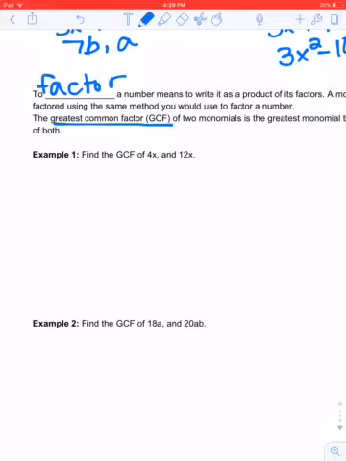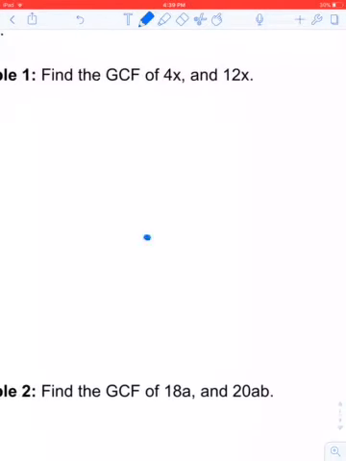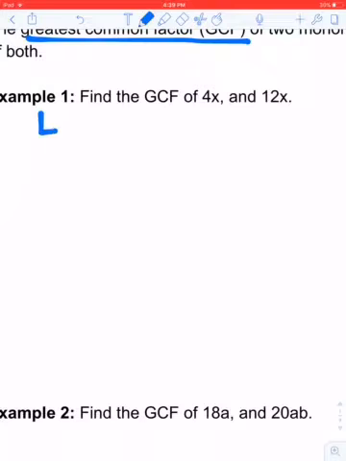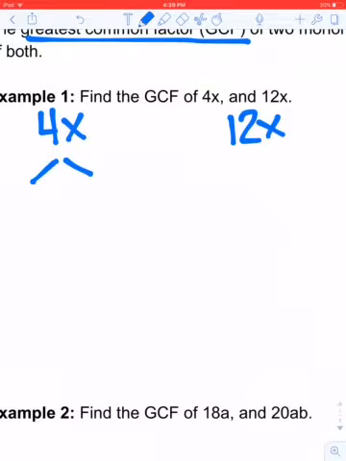So example 1, find the GCF of 4x and 12x. So what we're going to do is put each term over by themselves. So we have 4x and we have 12x. Now remember, to factor something means that we're looking for all of the options of the two things that I can multiply together to get what's up there. So to get 4, I could do 1 times 4. I could do 2 times 2. If I check 3, 3 doesn't work because nothing times 3 gets me 4.